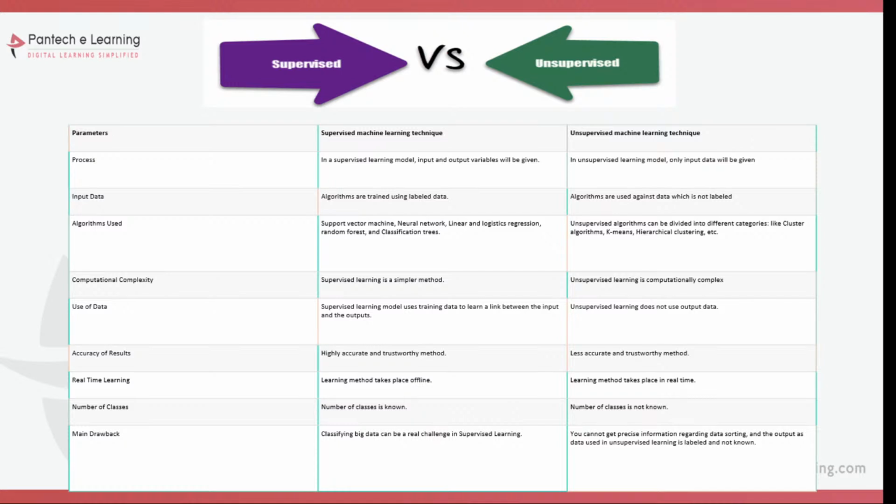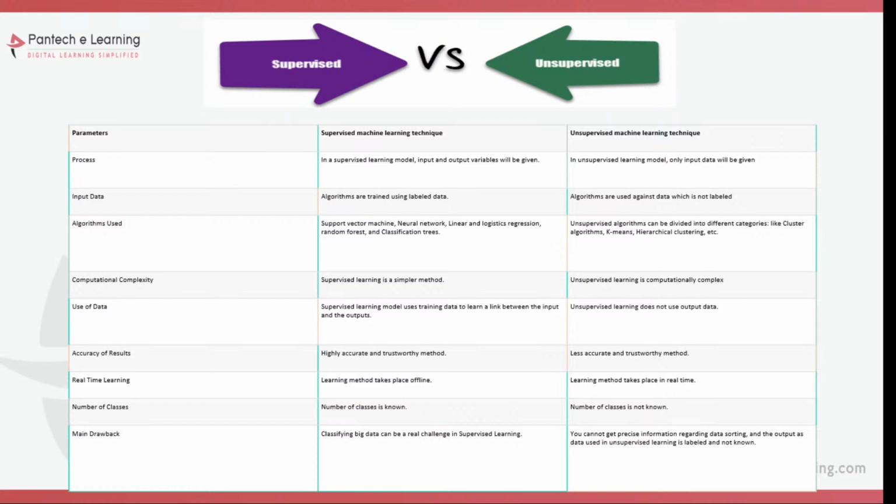Moving on to the next difference, computational complexity. In supervised learning, it is a simple method to classify or to regress any information. Whereas in unsupervised, it will be a little bit complex because information will be combined, right? That's why it is a little bit complex.